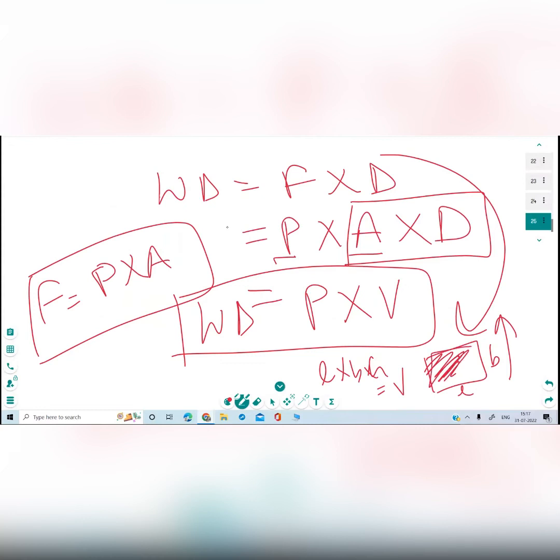See, this is an area which is getting displaced. That means it is going to a height. So that means length into breadth into height, which is a volume. So that's what we have written.